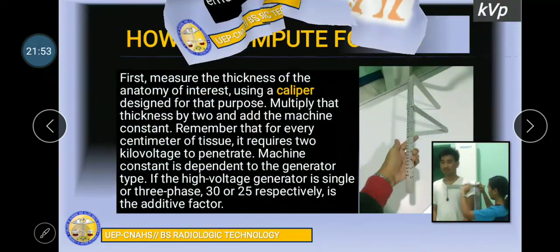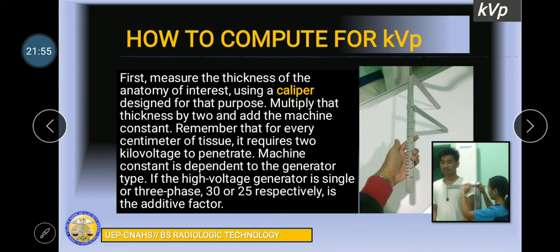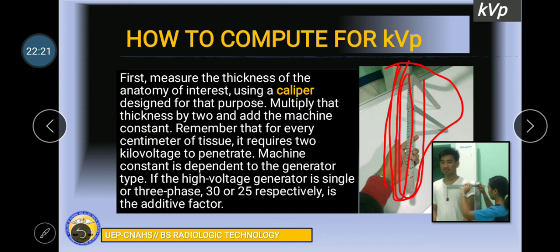What else? So how to compute for kVp? So we have to assume that we are using the variable kVp technique chart. So first, measure the thickness of the anatomy of interest using ito. This is the caliper. Caliper yan ha. May mga sukat yan dito sa kanyang sides in terms of centimeter, inches, and all.